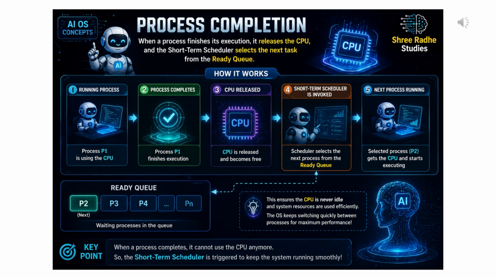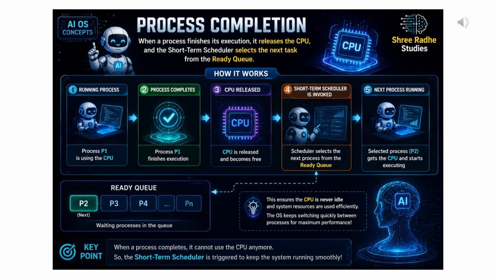Another event occurs when a process finishes its execution. Once the process completes all of its instructions, it releases the CPU. The operating system removes the completed process from memory. The short-term scheduler then immediately selects another process from the ready queue. This continuous cycle allows multiple programs to execute efficiently, even though only one process can actually use the CPU at any given moment.